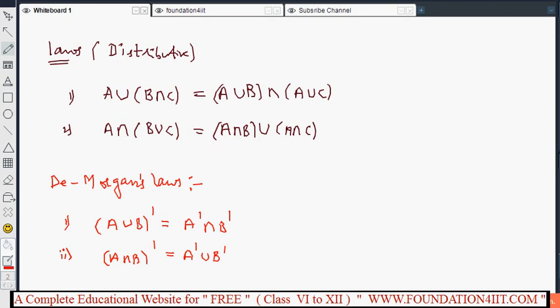So this is the complement of a set and its laws. Now I'll show you some solved examples related to the distributive laws, De Morgan's laws, and some union and intersection problems also.